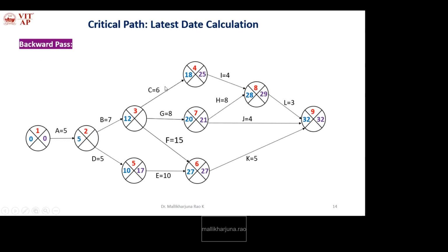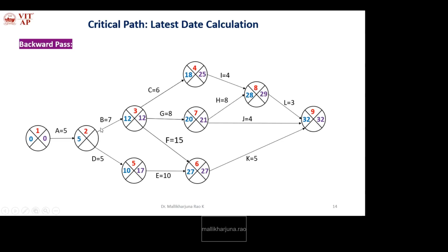Next event is 3. It has three following events. What are the three following events? 4, 7, 8. So I will calculate 25 minus 6, how much? 19. 21 minus 8, how much? 13. 27 minus 15, how much? 12. So take the earliest latest date. 12, 13, 19. What is the earliest latest date? 12. That we will take into account.